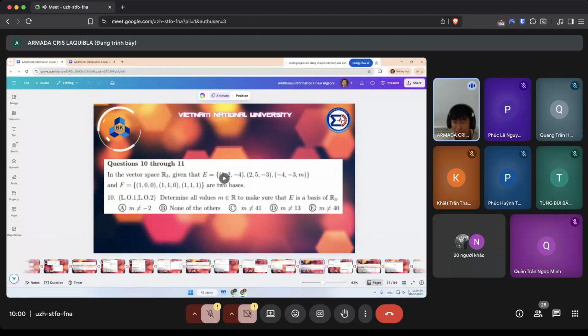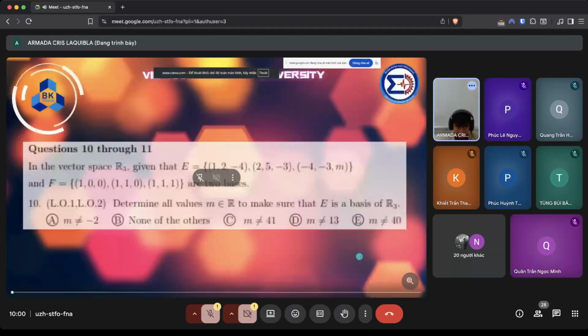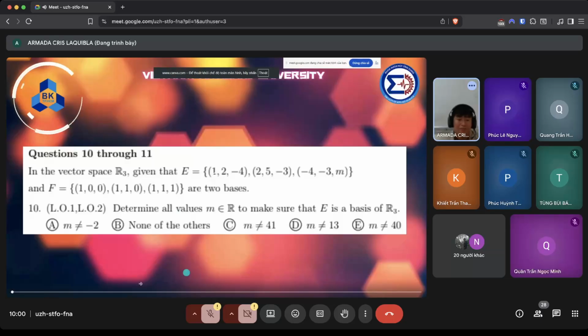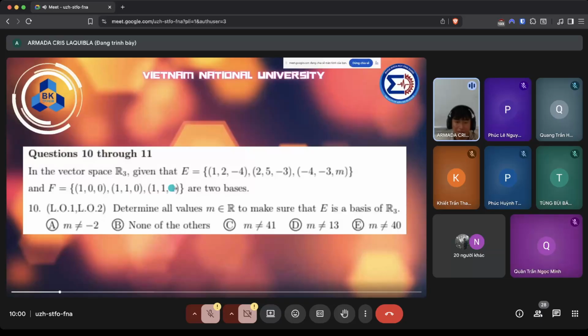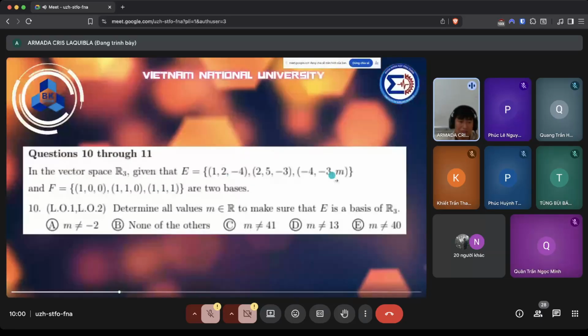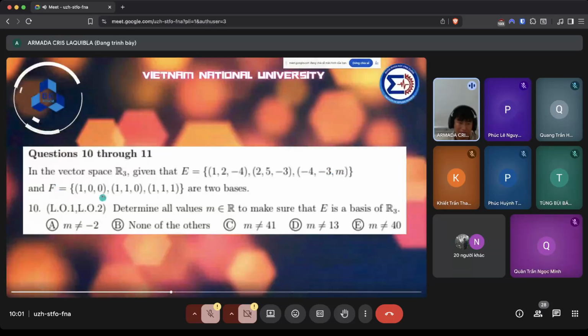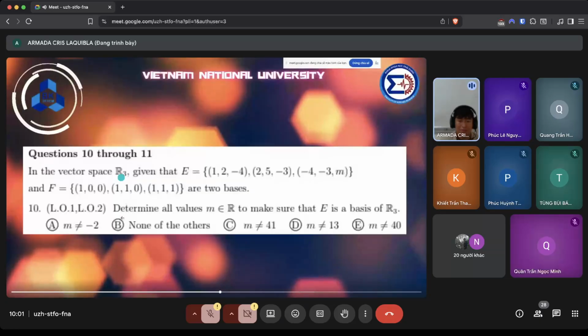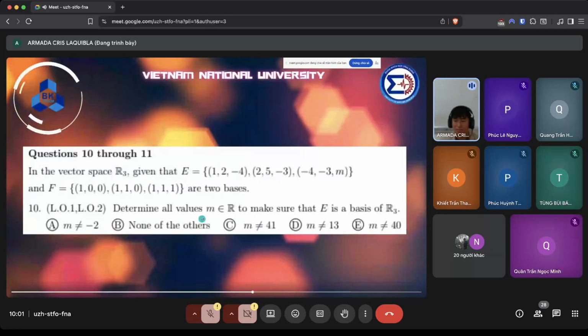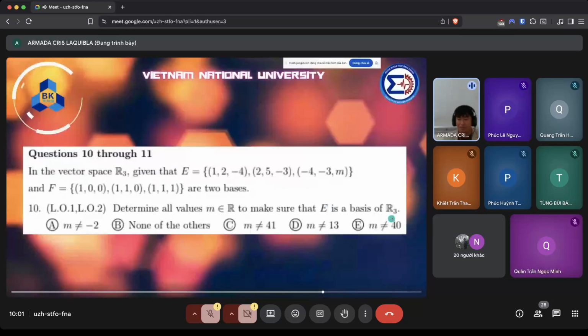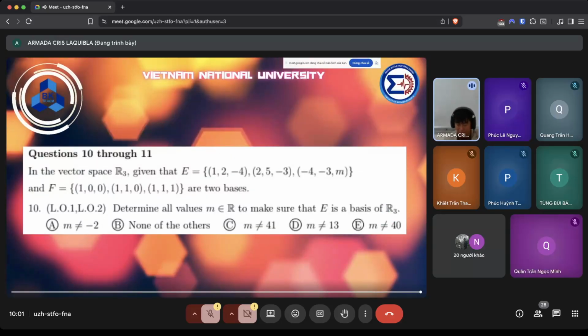Okay, so we have this question number 10 and 11. For number 10, you are given here vector set E with an m here, and then the vector set F with only just numbers. These are the two bases for your R3. So number 10, determine all values m, an element of the set of real numbers, to make sure that E is a basis of R3. And you have the definition for the basis. It says that it should span R3 and it's linearly independent, right?